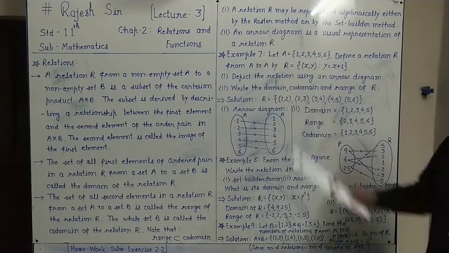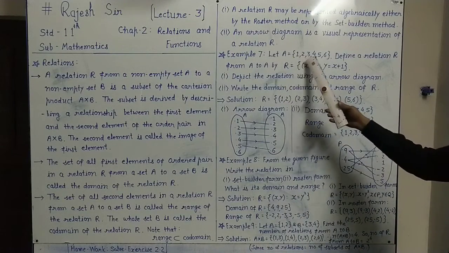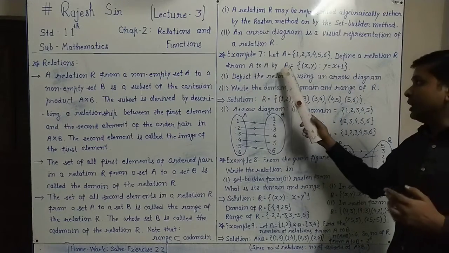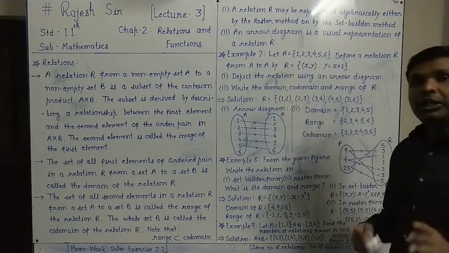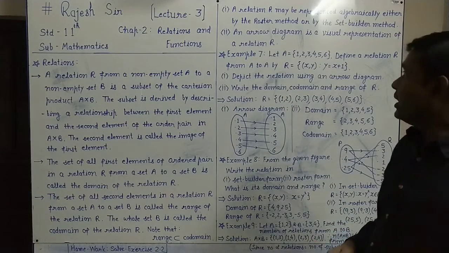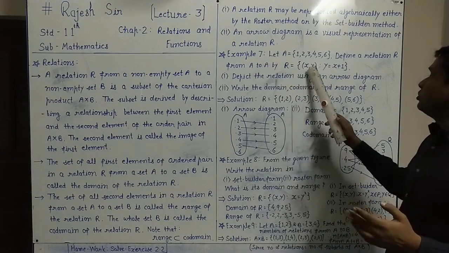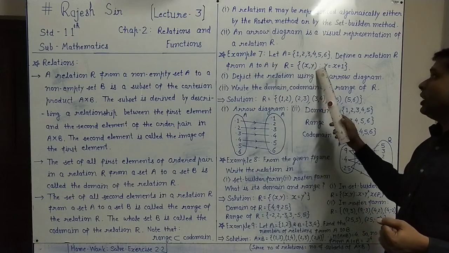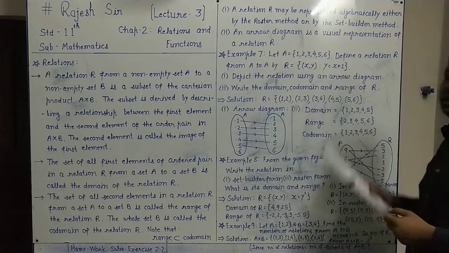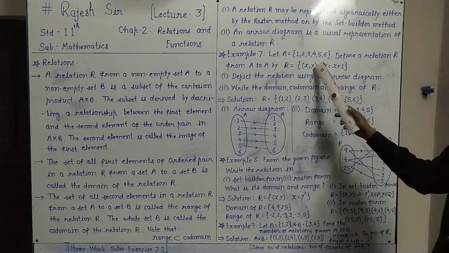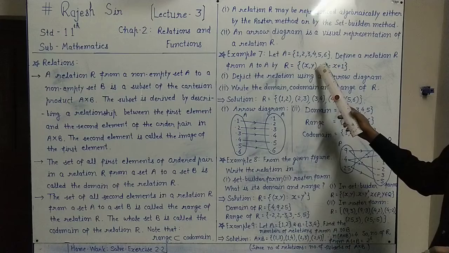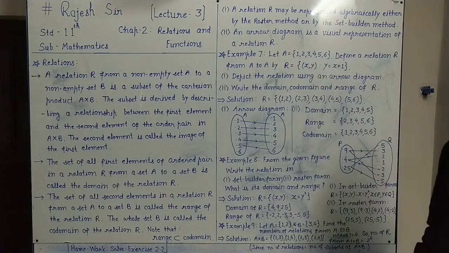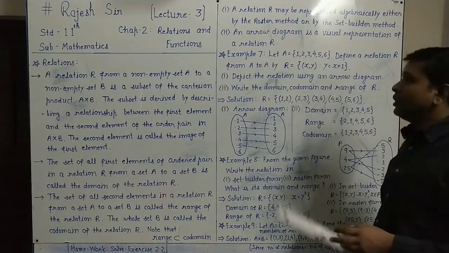From example 7, let A equal {1, 2, 3, 4, 5, 6}. Define a relation R from A to A, where R is given like the ordered pair (x, y), where y equals x plus 1. Means the second element is the sum of the first element and 1.